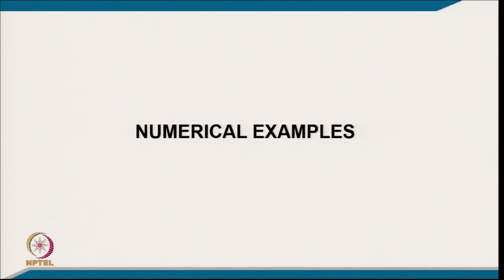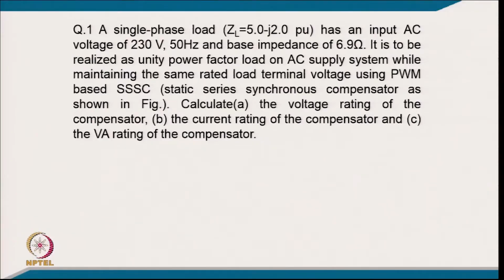Now, coming to the numerical examples on the active series compensator, at the moment we are considering the DVR. Starting with the first numerical: a single phase load of 5.0 minus j2.0 per unit has an input AC voltage of 230 volt, 50 hertz, and a base impedance of 6.9 ohm. It is to be realized as a unity power factor load on the AC supply system while maintaining the same rated terminal voltage, using the static series synchronous compensator as shown in the figure. Calculate the voltage rating, current rating and VA rating of the compensator.